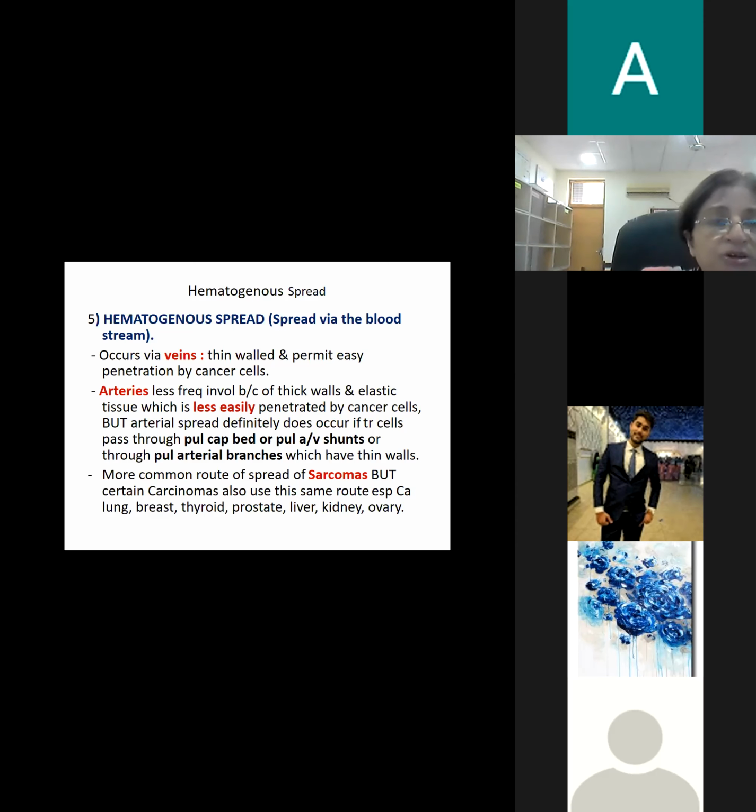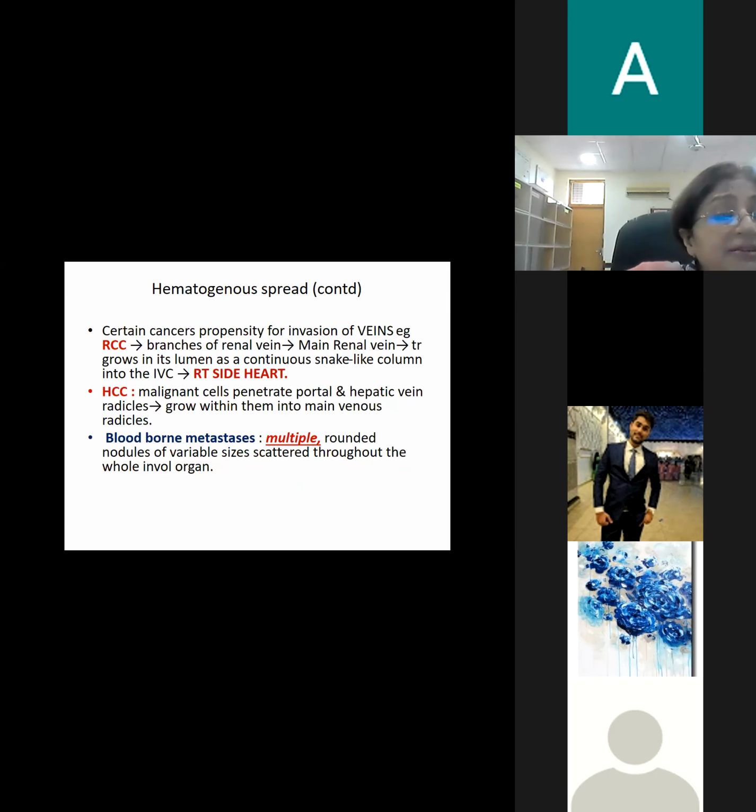And in the past, it was said that hematogenous spread was the most common route of spread of sarcomas, and lymphatic spread was the most common route of spread of carcinomas. लेकिन ये अब बहुत hard and fast rule नहीं है. Now then there are certain cancers which have a particular affinity to spread via the veins. They have a propensity to invade the walls of the veins.